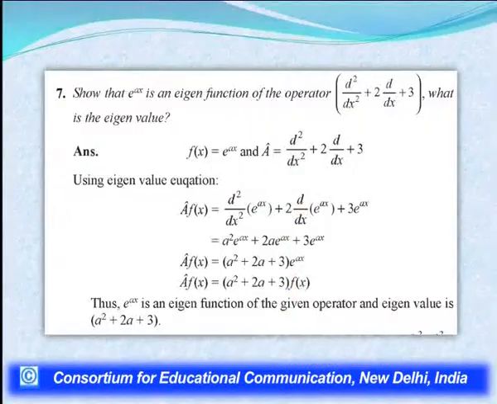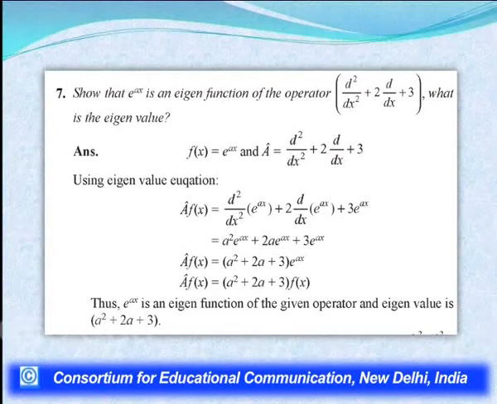Now you can see, there are three more questions. Question number 7: show that e to the power of ax is an eigenfunction of the operator d square by dx square plus 2 d by dx plus 3, and what is the eigenvalue? So we have the wave function, that is the function e to the power of ax. We have this operator, and we apply this operator onto this function.